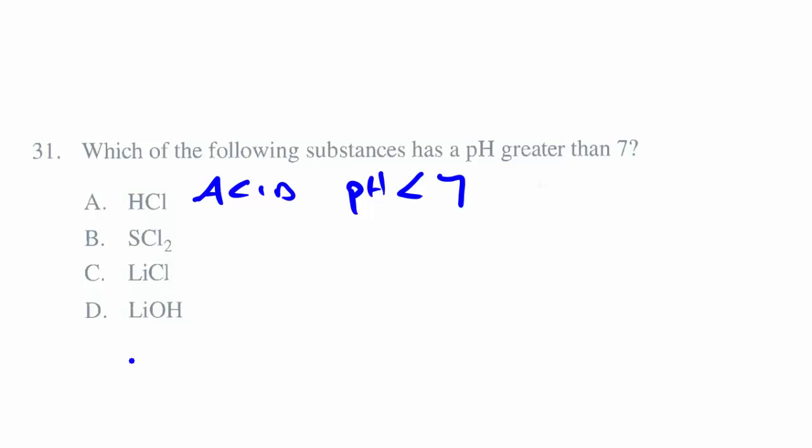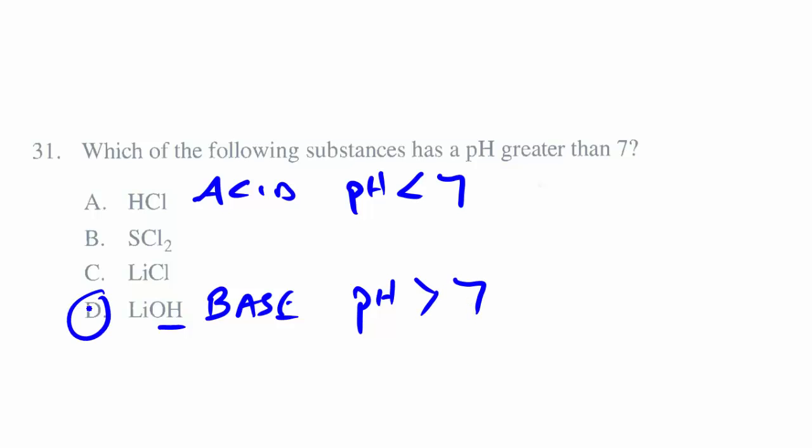When I scan the list here, I immediately notice the polyatomic ion hydroxide. When you see hydroxide, you know you are dealing with a base. And as you know as well, bases always have a pH which is greater than 7. That tells us that the answer is D. Just in case you're curious, these two are salts, and their pH is going to be neutral. Right.